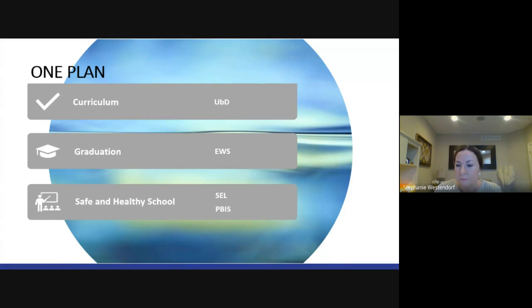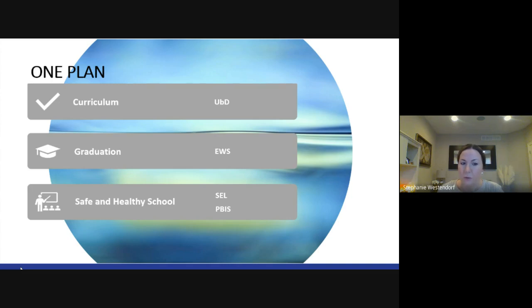We have curriculum, graduation, and the safe and healthy school goal. So those are our goals there on the left-hand side. And then on the right side, all those letters stand for the strategies that we're using to meet those goals. So for curriculum, UBD stands for backwards design, and that just means we're deciding what and when to teach, and then designing our curriculum to meet those goals. Next, we have the graduation goal, and EWS stands for Early Warning System. So we're looking at risk students and intervening early, before they get to that point where they're at risk for not graduating high school.